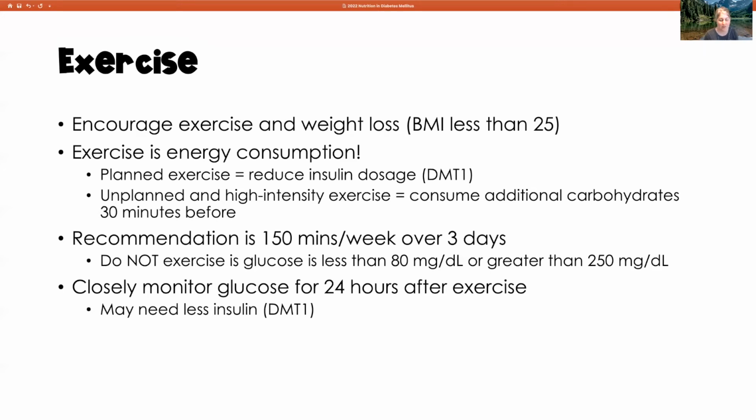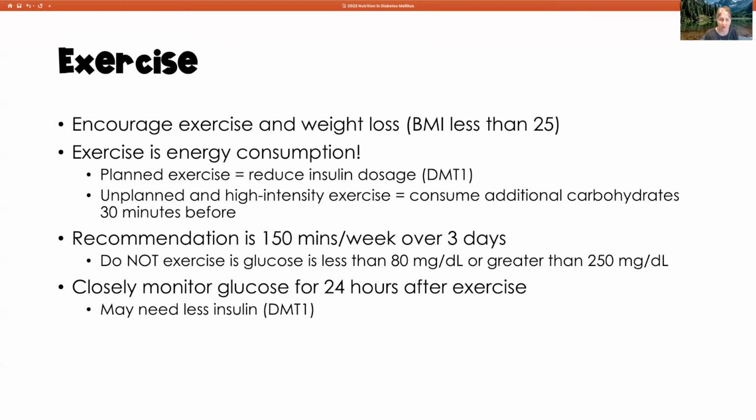The recommendation for exercise is 150 minutes per week over about 3 days. Now, certainly you can exercise more than that, but that is the recommendation. Now, diabetic clients should not exercise if their blood glucose is less than 80. They don't have enough blood glucose right now to exercise, or if their blood glucose is greater than 250. We want to be in that normal glycemic range before we do any exercise.